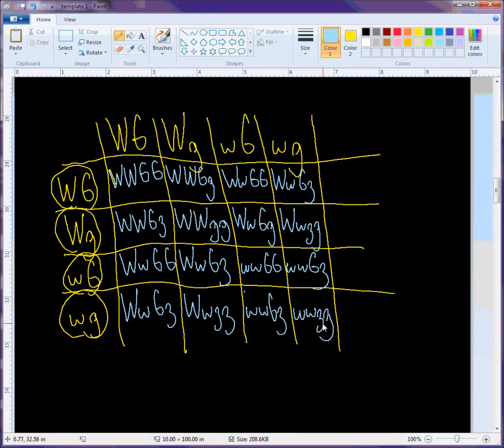Okay, 2 little W's, 2 little G's. Now, let me see. What can I do here? I could use the colors to draw the phenotypes. So this one right here is going to be round and yellow, because we have at least one big W and at least one big G. So round and yellow. I can even color it in. It's kind of fun. Okay, why don't I look for all the round and yellows?